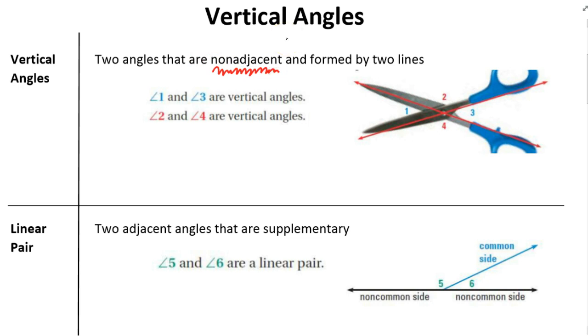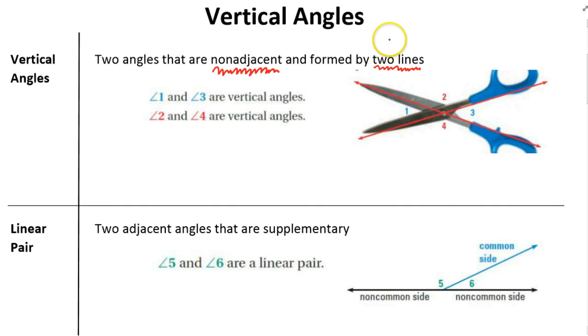Think about an apartment building. If you share a wall with your neighbor, you're adjacent to your neighbor. Okay, these will not be next to each other. And you'll notice it's formed by two lines. To me, it looks like a big X on my page, right? Two lines make a big X, like in this picture right here with the scissors.